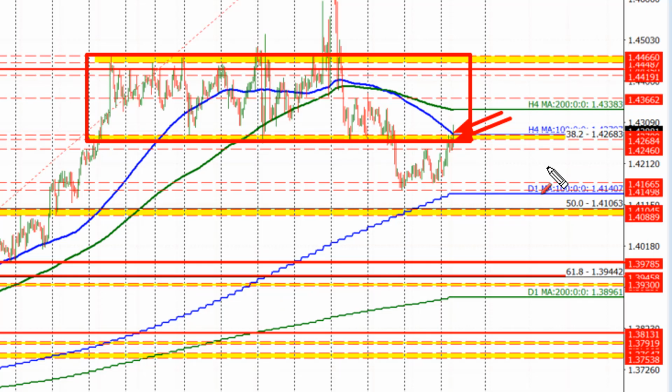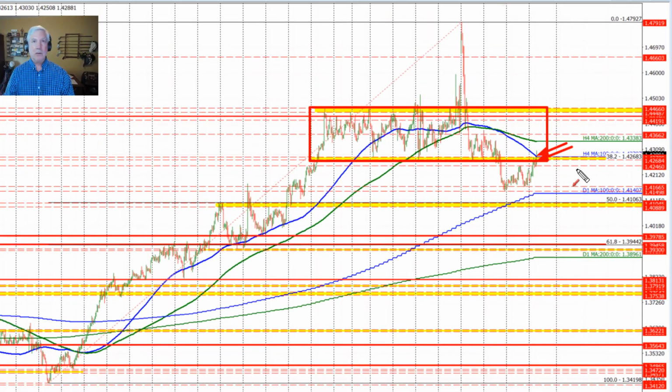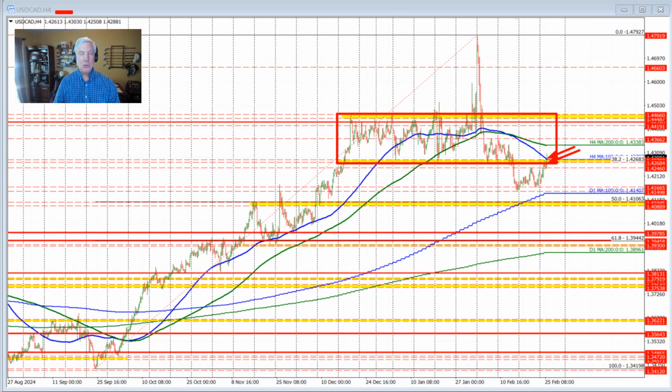So that 78, 79 level is a key level to get to and through, and that's going to be key support really down to the 68 level here for the dollar versus Canada. As long as the price can remain above that level, the buyers are in play with work to do. Now the work to do is to get up to the 200 bar moving average here. And if we get above that level at 1.4338, then we're talking a different story, more of a tilt to the buyer's side than to the seller's side.